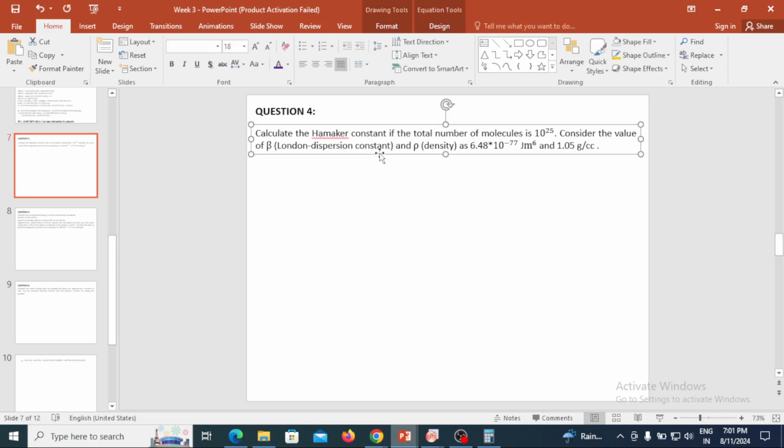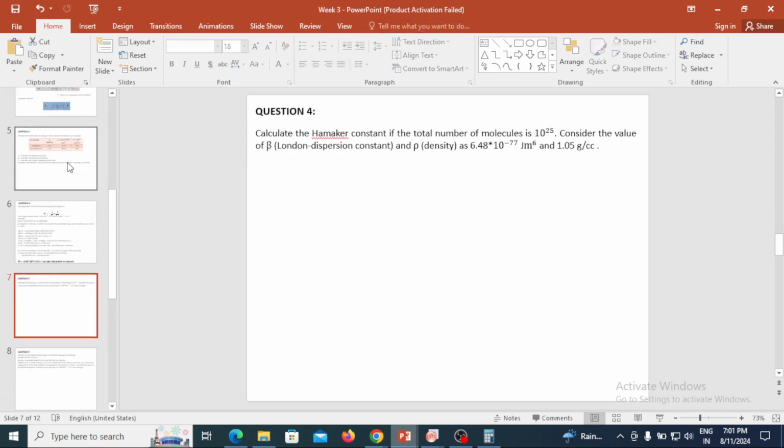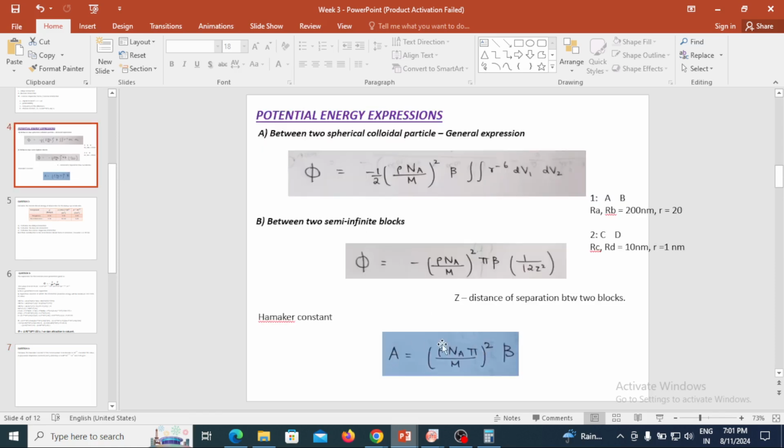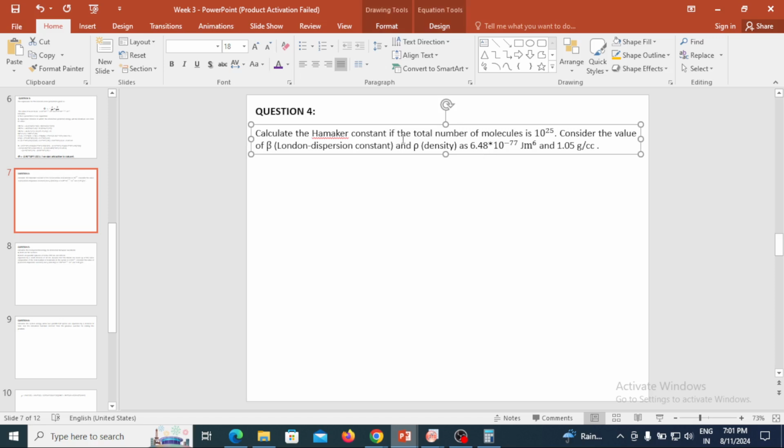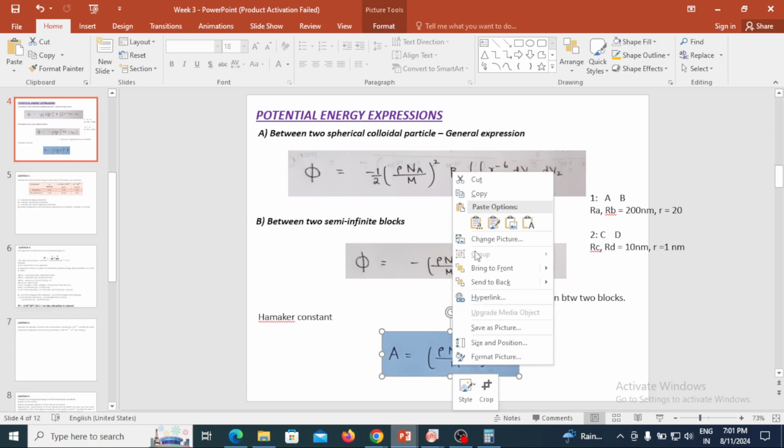So let's just solve the fourth question. They are asking you to calculate the Hamaker constant. If you remember the formula, Hamaker constant is A equals rho Na pi by m the whole square times beta. Here they have given your value of beta as 6.48 into 10 to the power minus 77. Rho is given, Na is given, and they are asking you to calculate the Hamaker constant. So let's bring that expression here.